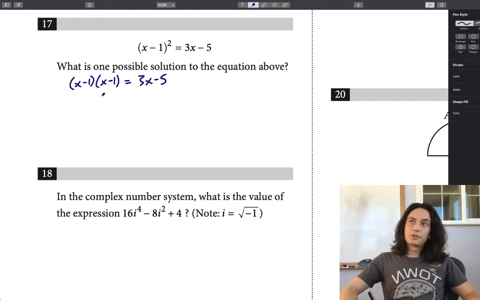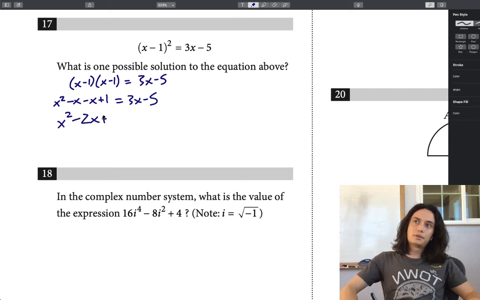And then we're going to FOIL: first, outside, inside, last. So we've got x squared minus 1x. So this is minus x. Here's minus 1x. I keep doing first, inside, outside, but whatever. And then we're going to do plus 1. And that is 3x minus 5. We're going to combine terms. X squared minus 2x plus 1 equals 3x minus 5.